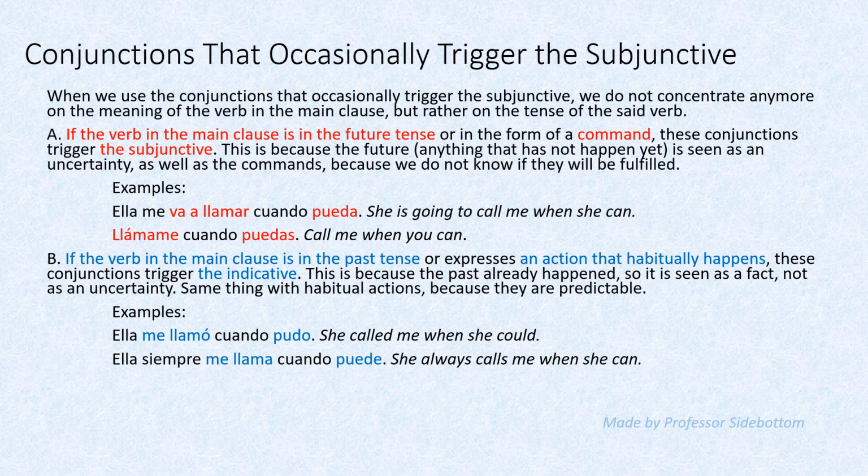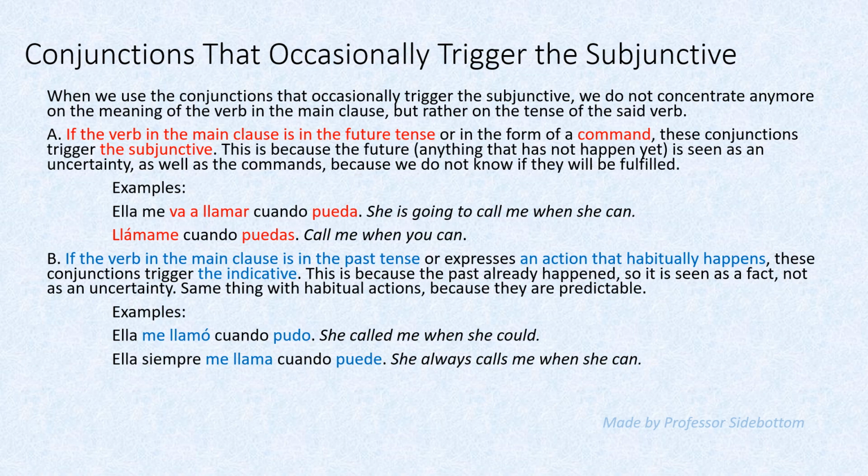As I've mentioned before, when we use the conjunctions that occasionally trigger the subjunctive, we do not concentrate anymore on the meaning of the verb in the main clause, for example, if it's a verb of emotion or a verb of doubt, disbelief, denial, but rather on the tense of the said verb. If the verb in the main clause is in the future tense or in the form of a command, these conjunctions trigger the subjunctive.